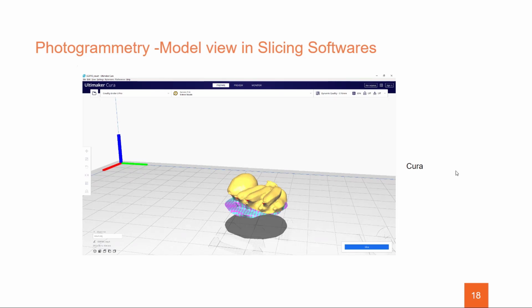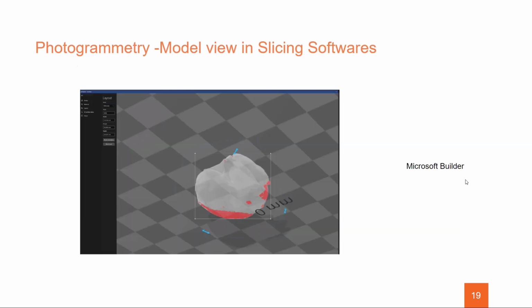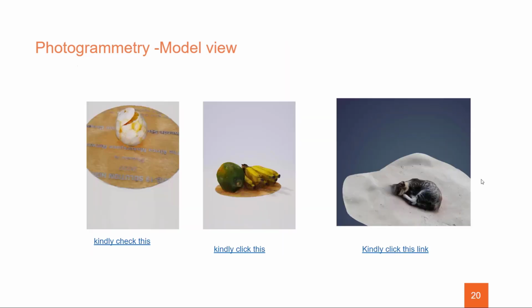So this is in Ultimaker Cura, this is how it looks. Cura gave us some errors, so we need to work on these errors to be able to 3D print. And this was in Microsoft 3D Builder, this is how it looks. You can play around with these. You've already seen them in one of the previous slides. When these links are clicked, it will take you to the various 3D models, so you can have a view of them.